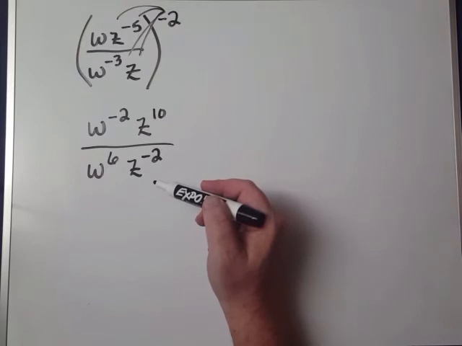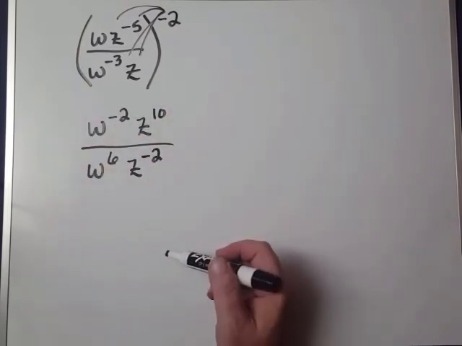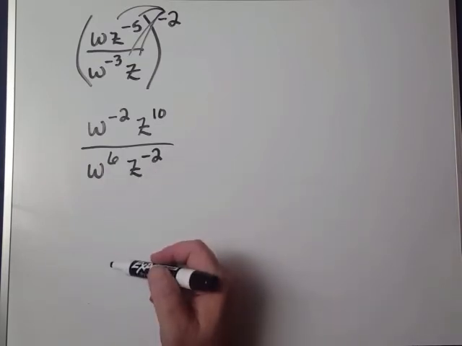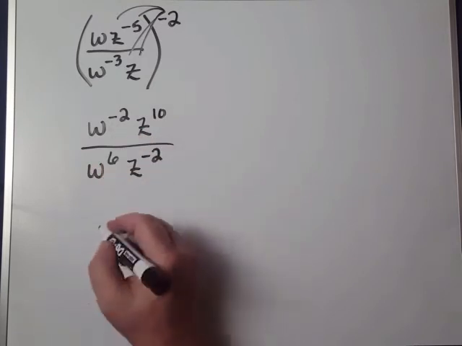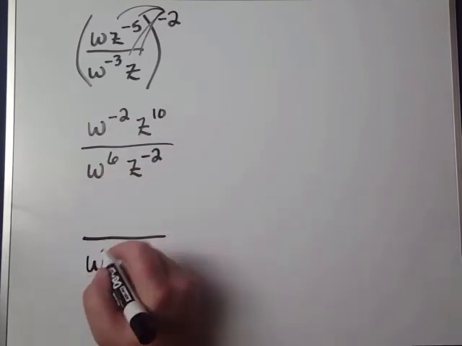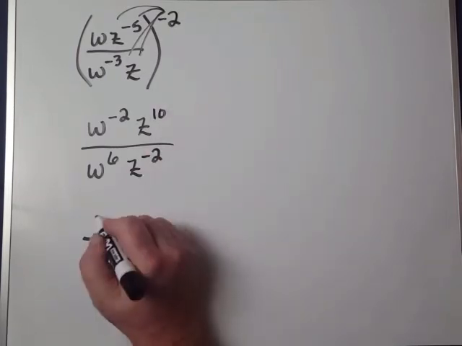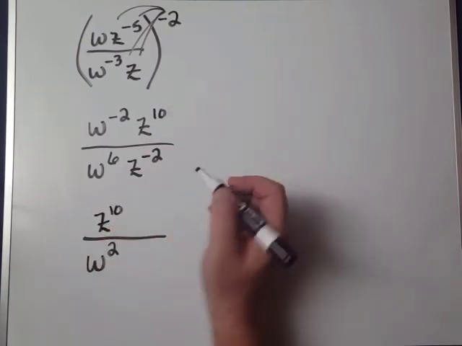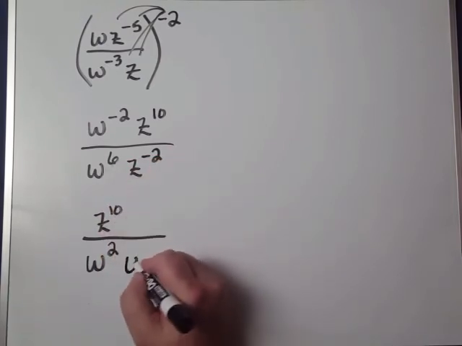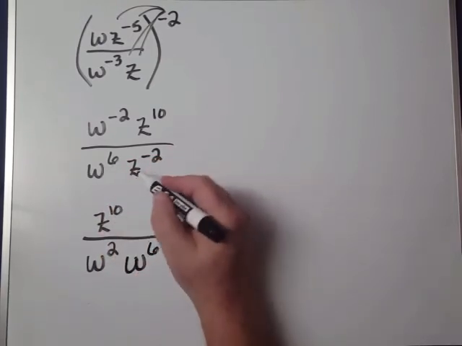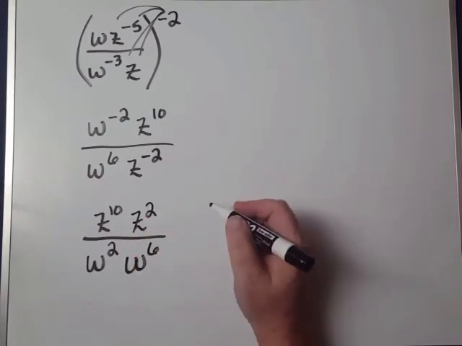Now from this point, there are a few ways to keep going. But I think what I want to do is deal with my negative exponents now that they're all out running around free. And I know who is actually going to have a negative exponent. This W to the negative 2 in the top becomes W to the positive 2 in the bottom. Z to the positive 10 stays where it is in the top. W to the 6th stays where it is in the bottom. And Z to the negative 2 in the bottom becomes Z to the positive 2 in the top.